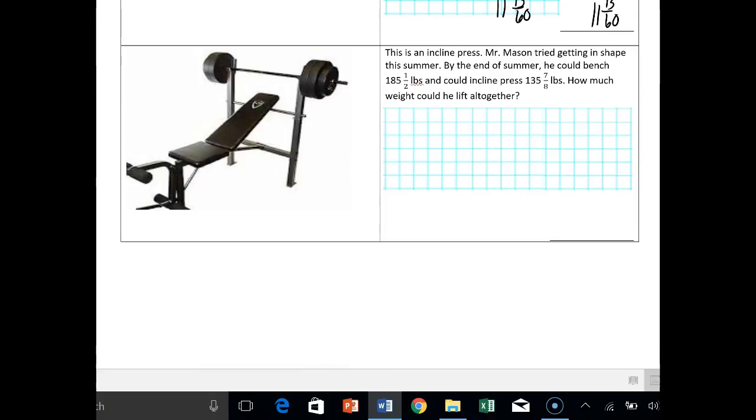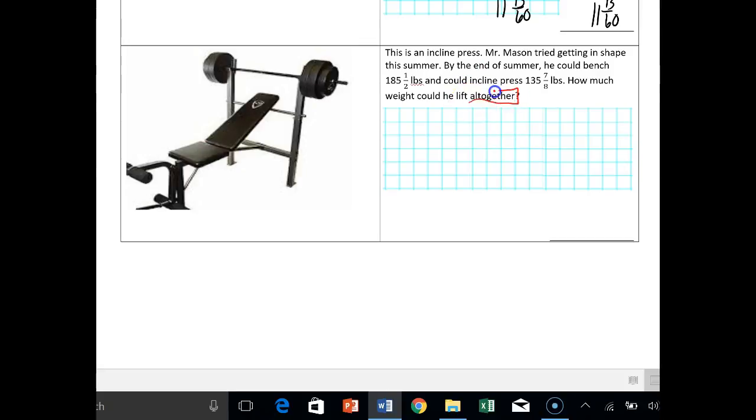All right? Here's the last one. So this is an incline press, and Mr. Mason tried getting in shape this summer. It didn't work out. But by the end of the summer, he could bench press, so this is when this bench lies flat like this, right? 185.5 pounds. And could incline press, that's this right here, 135 7/8 pounds. How much weight could he lift altogether?